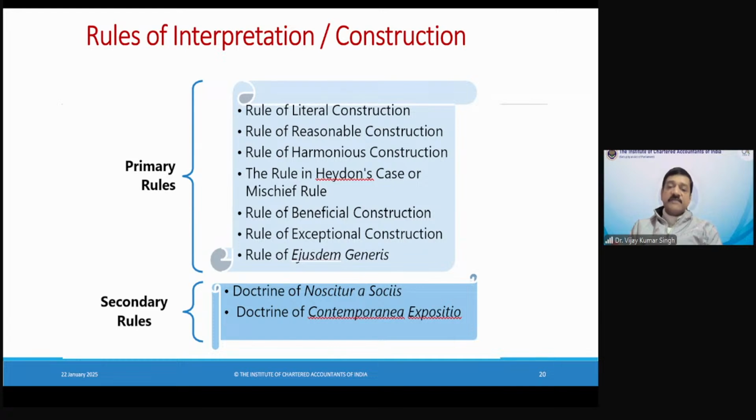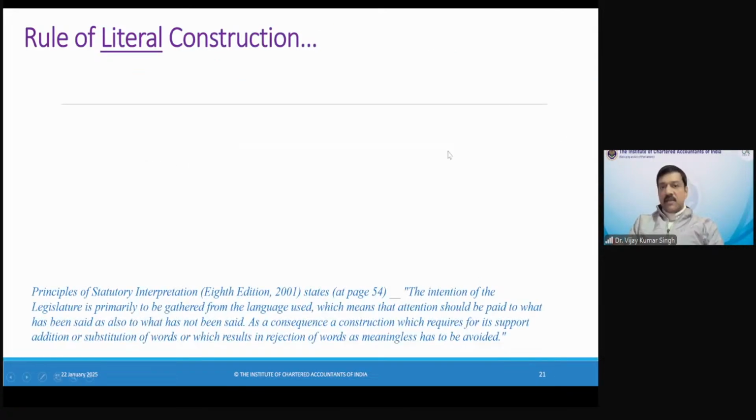And the rule of Ejusdem generis, doctrine of Noscitur a sociis, and doctrine of Contemporanea expositio. These are the doctrines which are secondary rules basically. So rule of Ejusdem generis is not a primary rule; it is a secondary rule. Somehow it is mentioned in your syllabus, in your course, as primary rule. So this is which you have to read accordingly. Now let us move ahead and talk about the rule of literal construction.